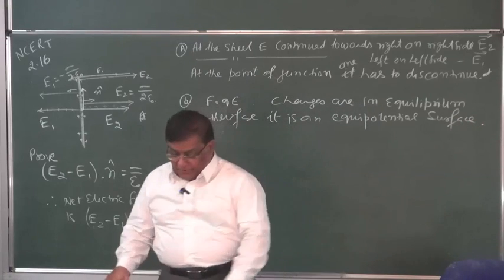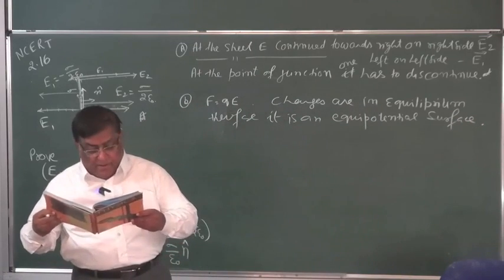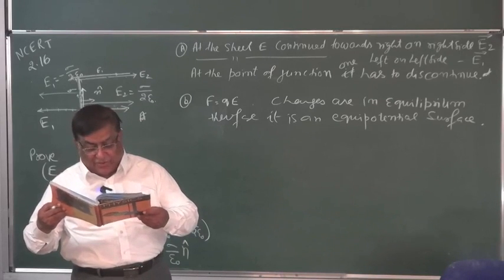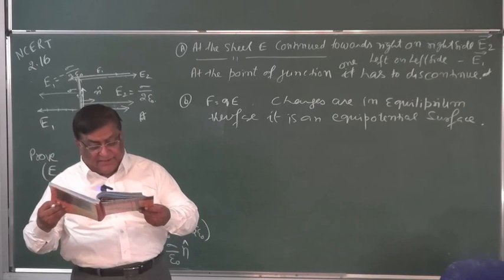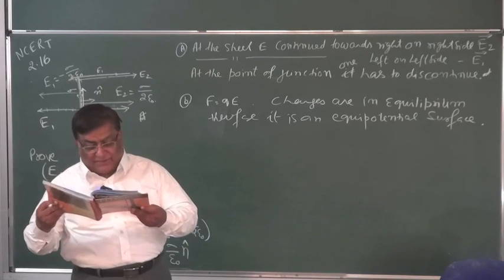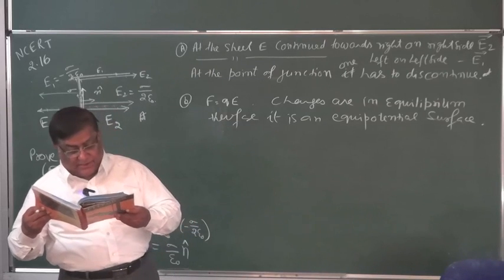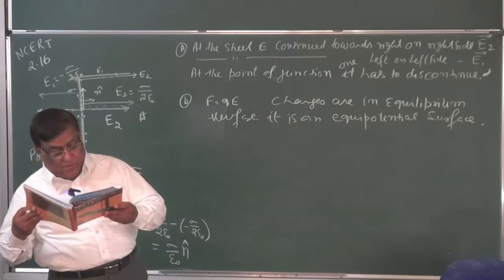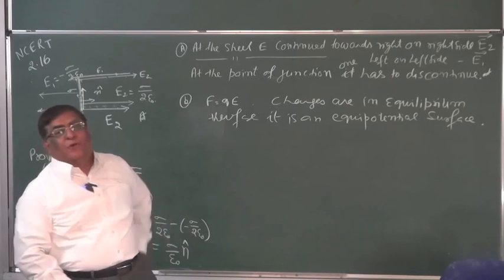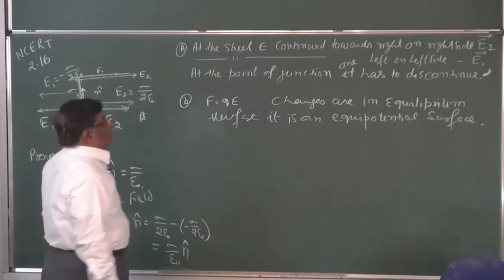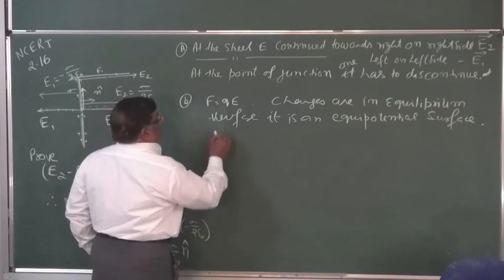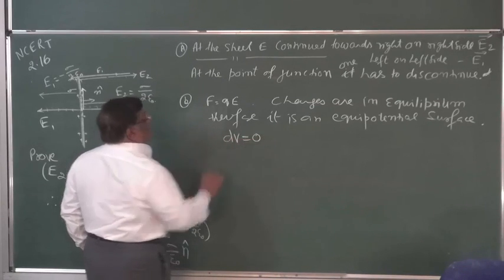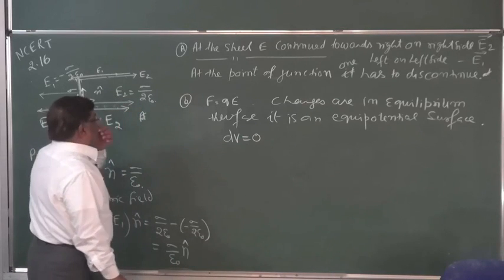Therefore, it is an equipotential surface. What they are asking us is to show that the tangential component of the electrostatic field is continuous from one side of a charged surface to another. The potential difference is how much in an equipotential surface? The potential difference is equal to 0. That is why the charges are not moving.